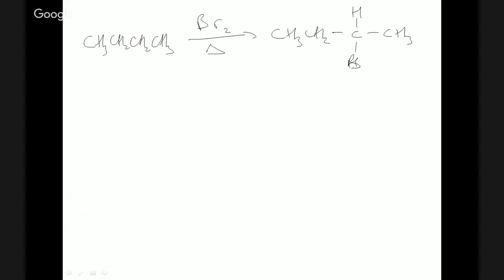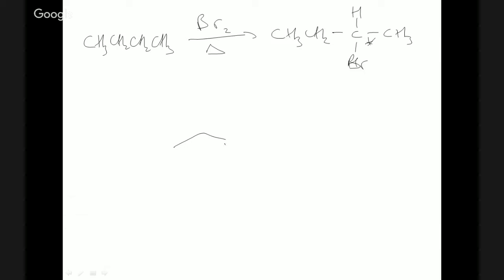Let's look at butane. Instead of propane, we have 4 carbons. Treat this with Br2 and heat or light. And what do we get? We get the more substituted monobromination product. It's a Br. What is this here? Stereocenter. What do you get? Racemic mixture.